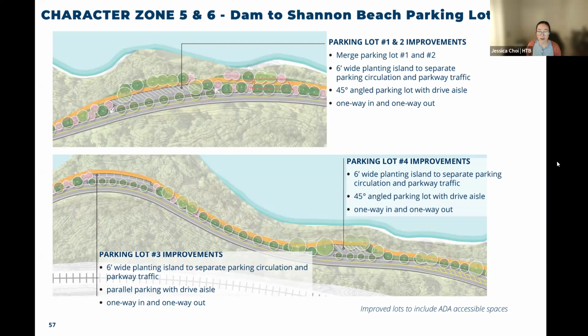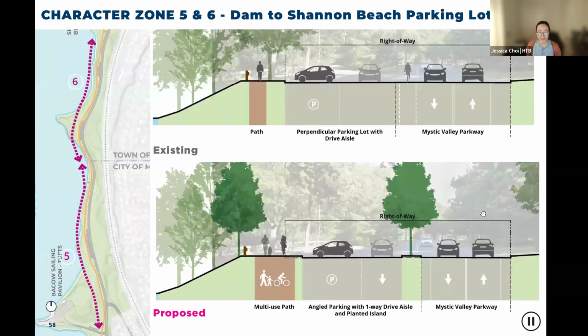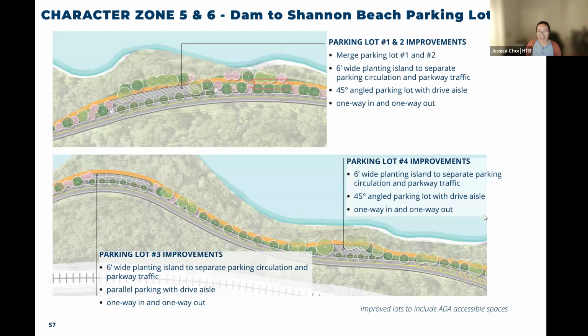So in the first enlargement at the top, again, we merged lots 1 and 2 with angled spaces. And in the second enlargement below, you can see in lot 3, we had to do something a little bit different given the tighter space that we had to work with. Instead of angled, we've had to tighten it here even further with parallel spaces. But we also felt that this would better serve users coming in with long kayaks and canoes, which we actually observed occurring at this location during one of our site walks. And then finally, lot 4, that smaller lot over there, we were able to fit angled parking in that area. But again, adding in the 6-foot wide tree buffer and the one-way drive aisle.